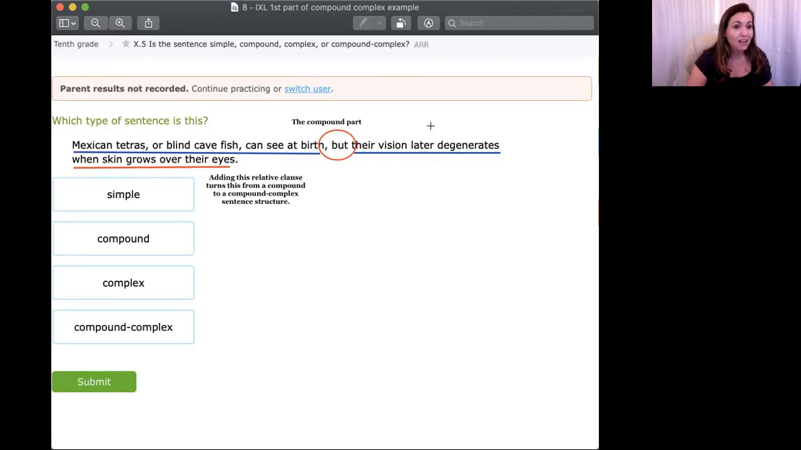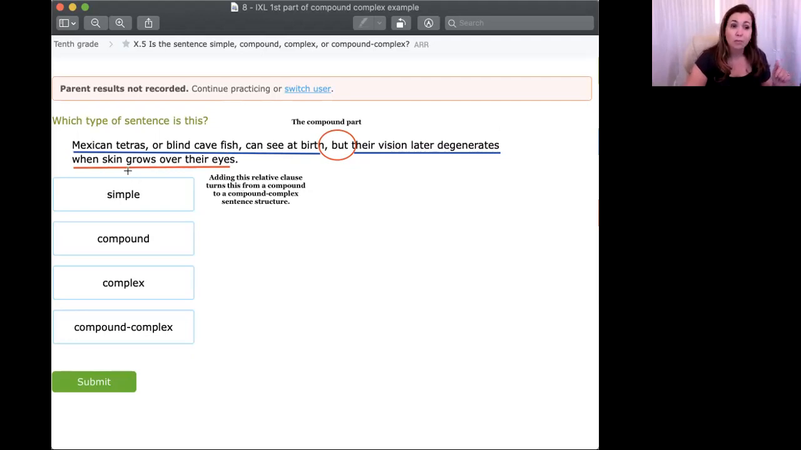If you can say, wait a minute, their vision later degenerates, that's a complete thought. Their vision later degenerates. That's an independent clause. And then I look at what's coming next. When skin grows over their eyes, that gives me more interesting information, but it doesn't have to be there, right? So this is called a relative clause, and it's adding information. Whether it has a comma separating it or not doesn't matter. So now let's go to the very beginning of this.